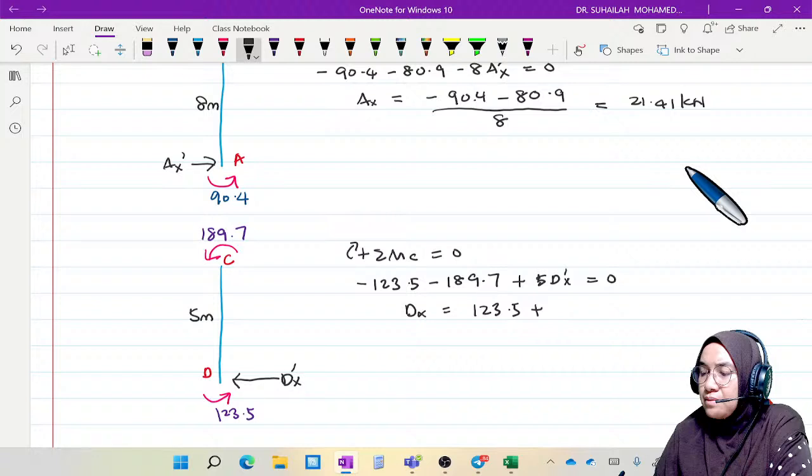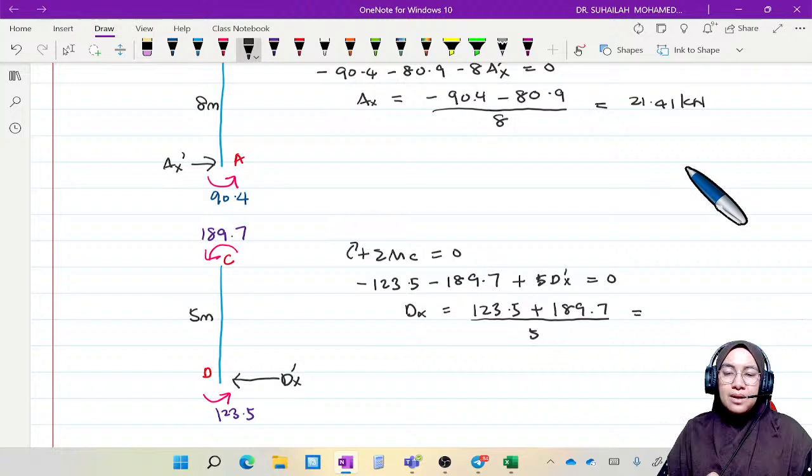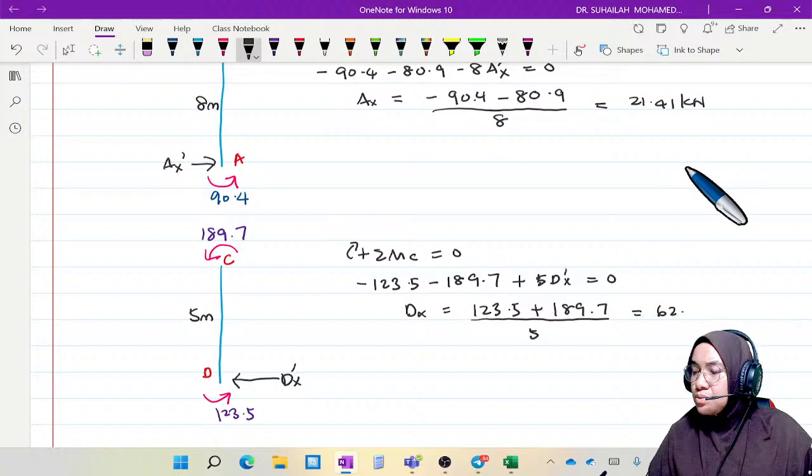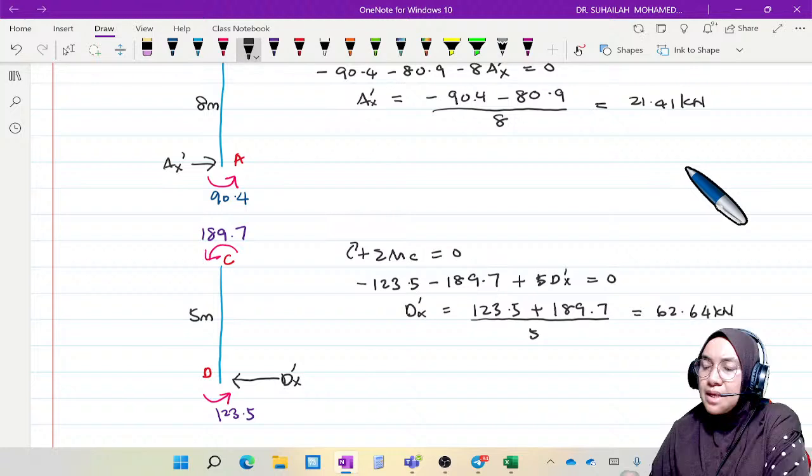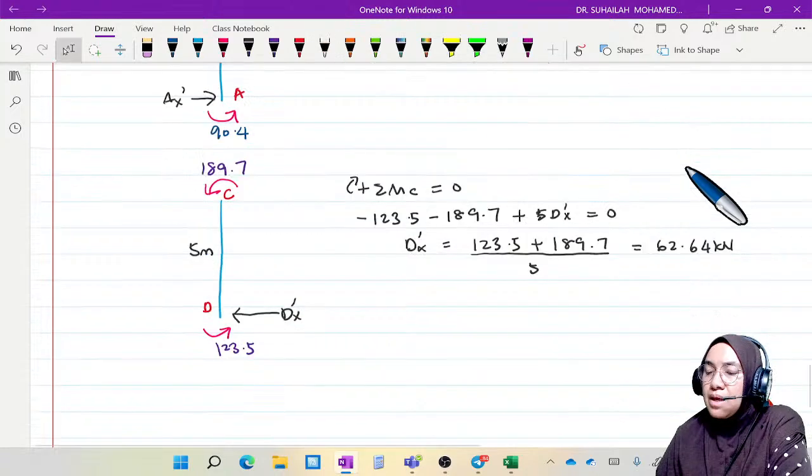So this we get 1 to 3.5 plus 189.7 divided by 5, which is 62.64. This is A prime x and dx prime. We substitute into the equation, into the shear equation.